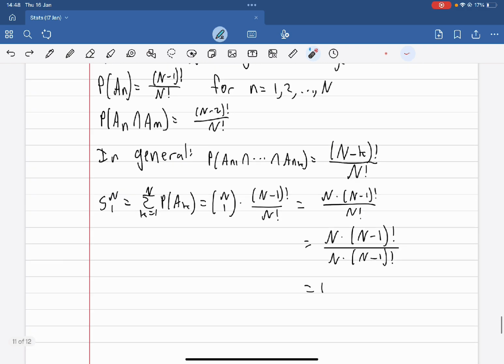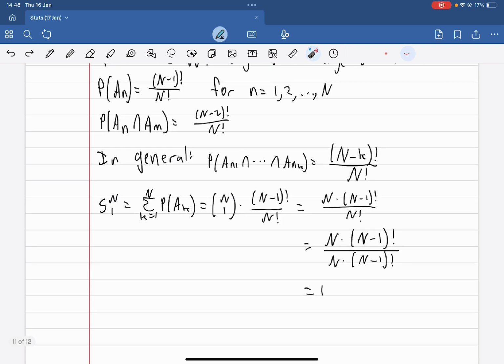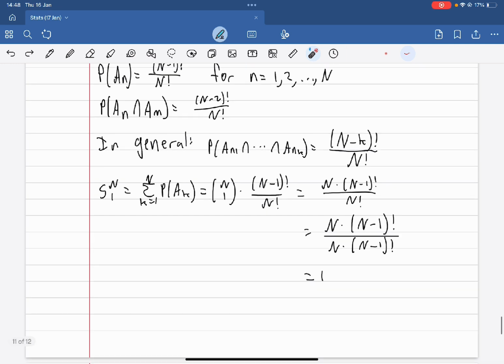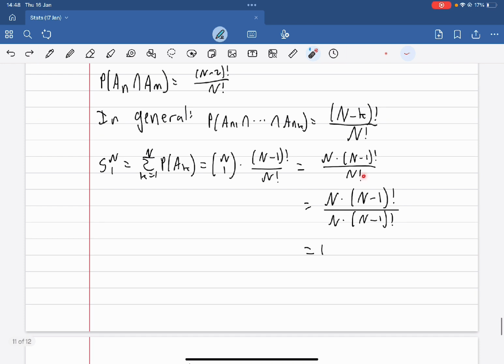So now we have a general formula, but now we still need to find our S's, our S_n1. So let's first have a look at S_n1. So S_n1 is going to be the sum of all your probabilities of A_k. So it's going to be n choose 1 times (n minus 1) factorial over n factorial. And we know that n choose 1 is just n, so it's going to be n times (n minus 1) over n factorial. We can split n factorial into n times (n minus 1), so overall it gives us 1.